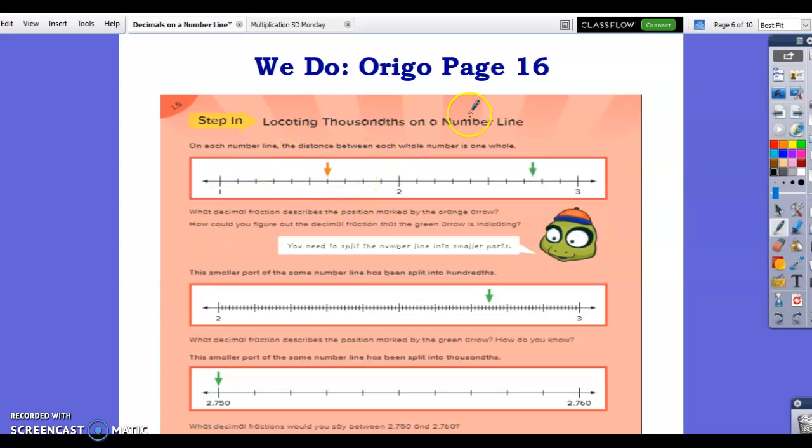It says locating thousandths on the number line. On each number line, the distance between each whole number is a 1. It's a whole number. So you have your 1, your 2, and your 3. It says, what decimal fraction describes the positions marked on the orange arrow? And how could you figure out the decimal fraction of the green arrow?